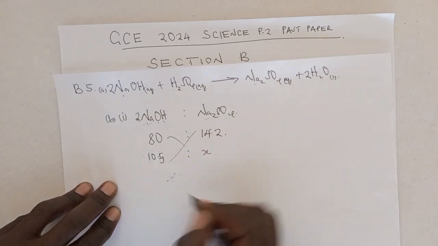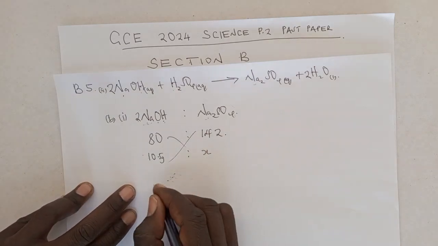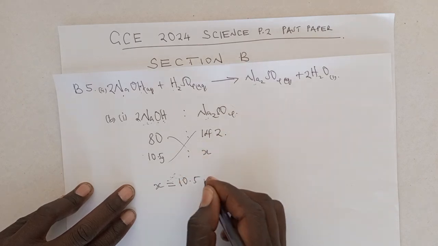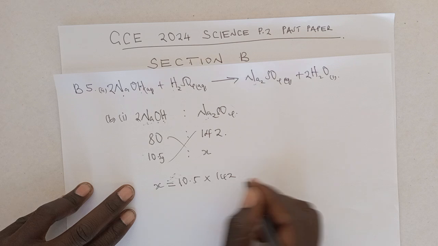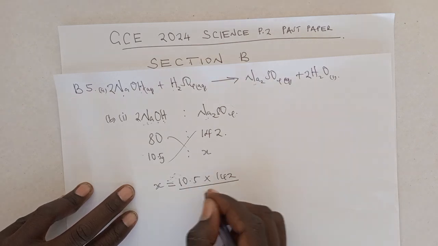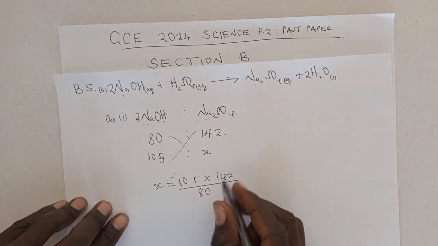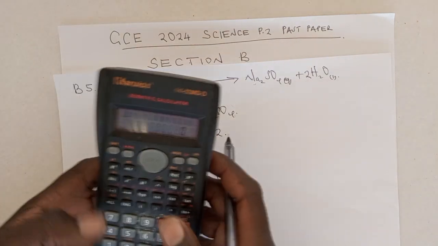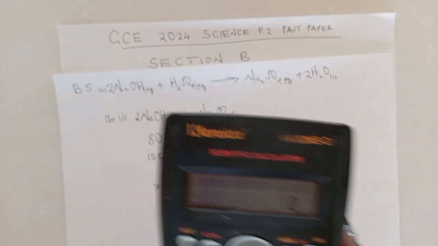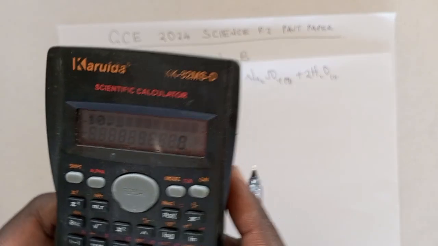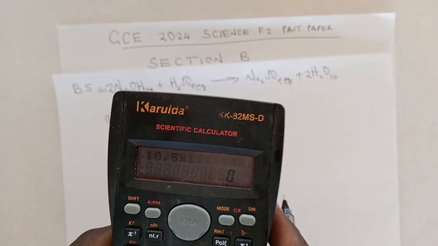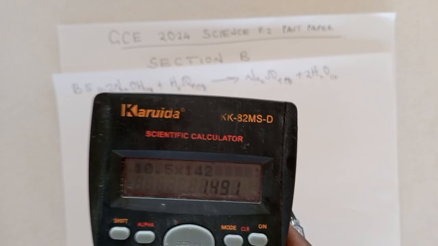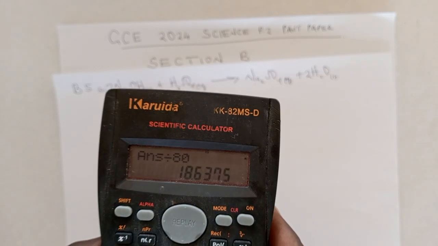So from this point you cross multiply, then you are going to have x being equal to 10.5 multiplied by 142, dividing this whole thing by 80. What are we going to get? We're going to use a calculator. We'll say 10.5 multiplied by 142. That gives us that, divided by 80.